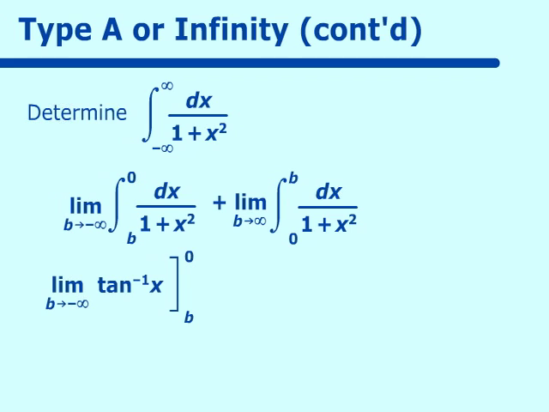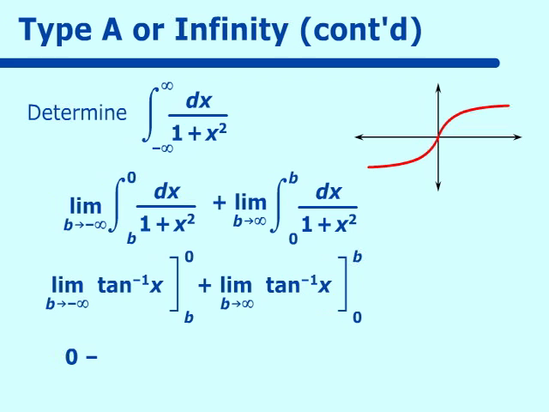So this one goes from b to 0, plus the limit as b approaches infinity of the arctangent of x from 0 to b. So when we put the 0 in on the first one, we get the arctangent of 0, which is 0, minus the arctangent of b as b approaches negative infinity. Well, if you think of your graph of the arctangent, it looks like this. So that would be negative pi over 2. We would add to that the limit as b approaches infinity of arctangent of b, which is, in this case, going to positive infinity, which means it's positive pi over 2, plus the arctangent of 0, which is 0.